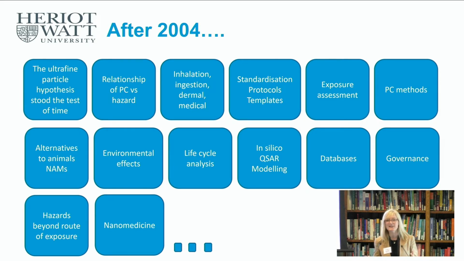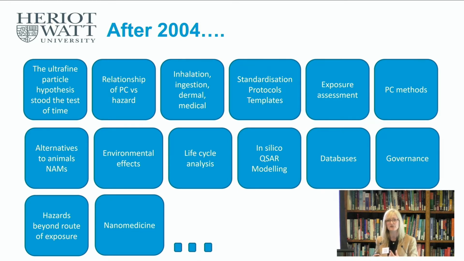And this led to a lot of information that we can now use to understand the risks of nanomaterials. That ultrafine particle hypothesis has stood the test of time for most nanomaterials, not for everything. Usually smaller particles are more toxic, but not always. Surface area is definitely important. Reactive oxygen species and oxidative stress are definitely important for many nanomaterials. But we now have a much broader understanding of the range of physical and chemical characteristics, such as composition, charge, shape, that can influence toxicity.